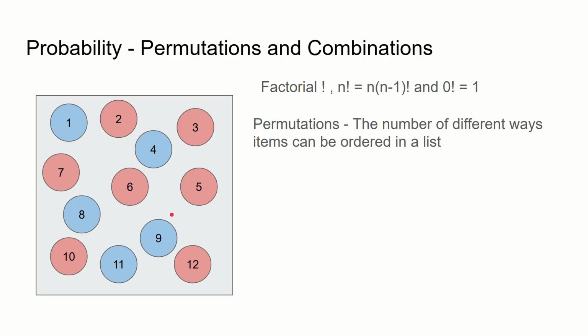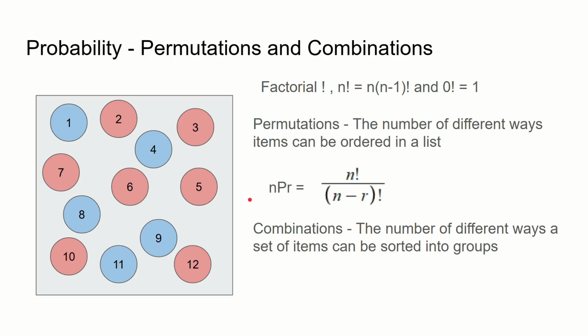But what if we only wanted 3 slots? Then there's 12 items for the first slot, there's 11 options for the second, 10 options for the third, and then we've filled the list. So it would be 12 times 11 times 10. Another way we could write that is 12 factorial divided by 9 factorial. And so the formula for the number of permutations of n items and r slots will be n factorial divided by n minus r factorial.